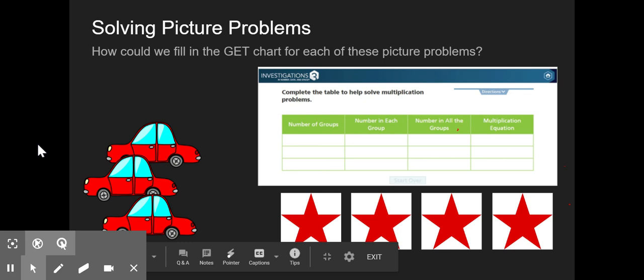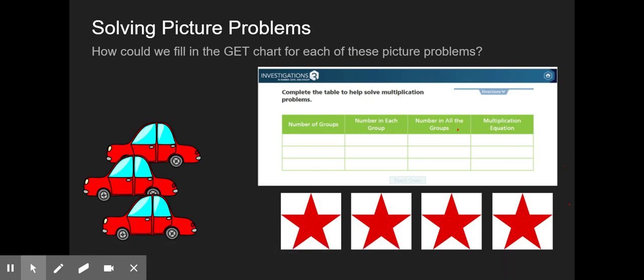So now I want you to think about how you could fill in the get chart for each of these picture problems. I have some cars here, and I have some stars with points. How would you fill in the get chart for the number of wheels on the cars? And how would you fill in the get chart for the number of points on the stars? Go ahead and pause your video, and you can stop and think about it.